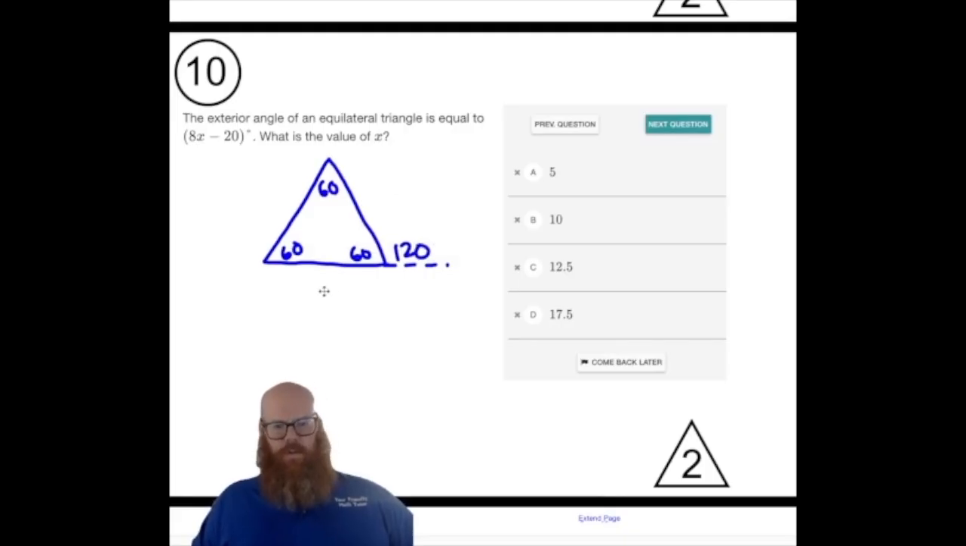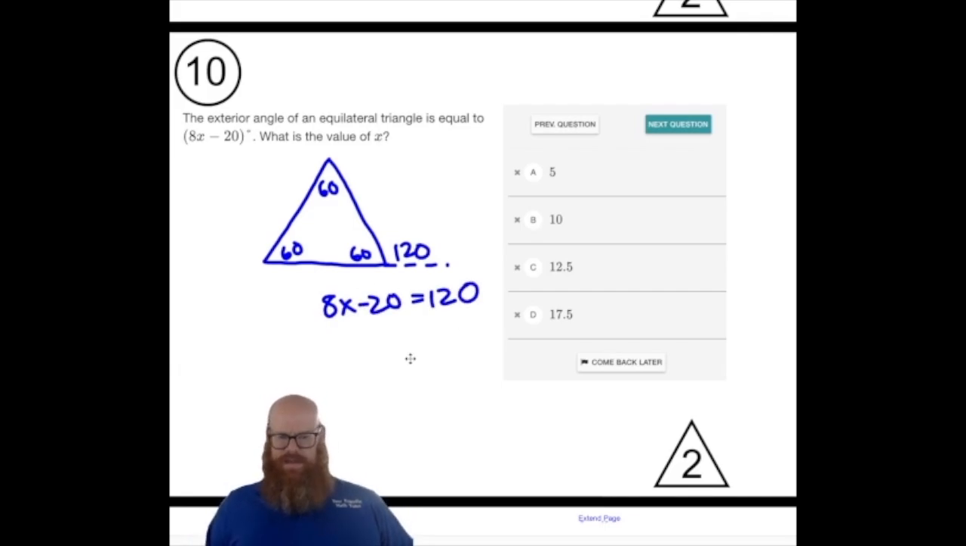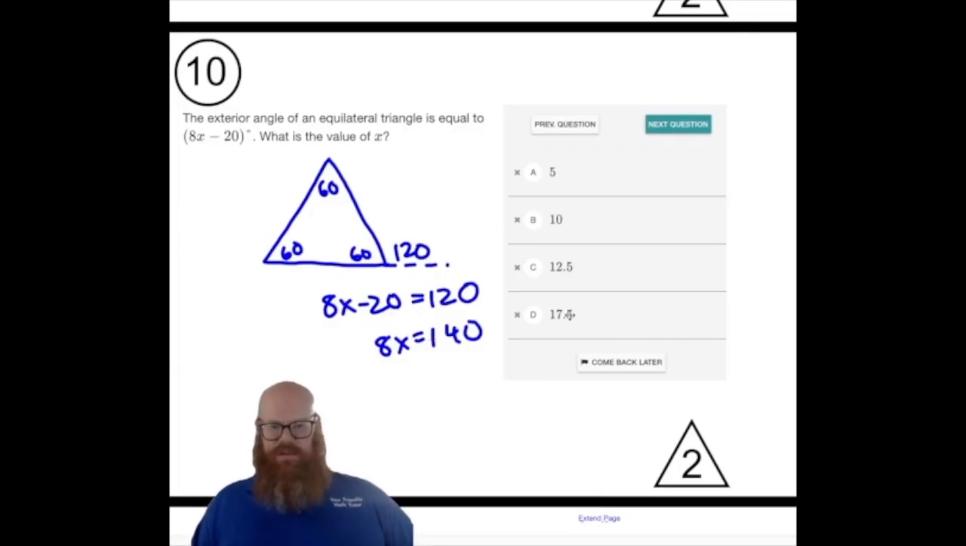So therefore, we're just going to have 8x minus 20 equals 120. And this is pretty easy to solve, so just add the 20. 8x equals 140, and 140 divided by 8 is simply just 17.5.